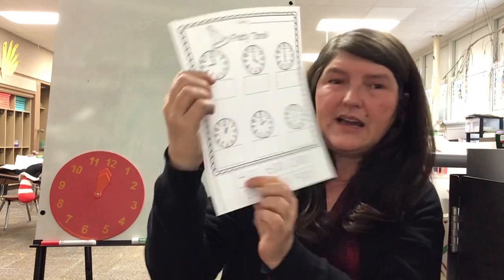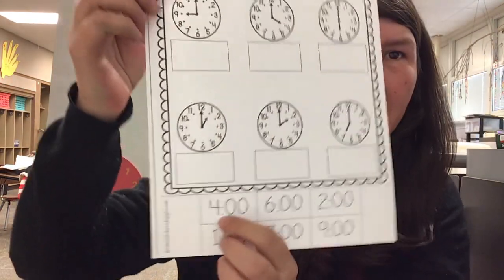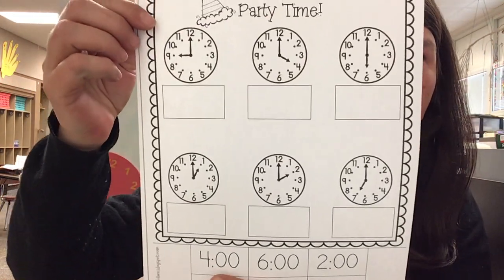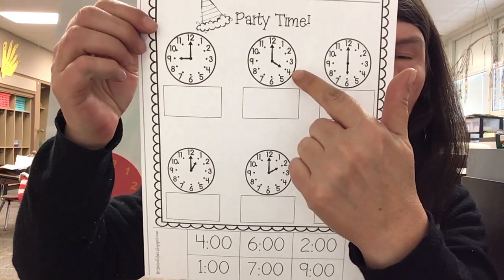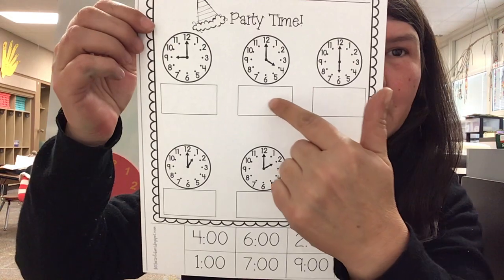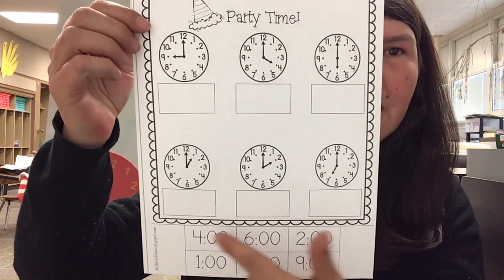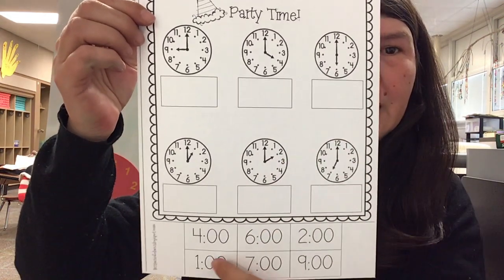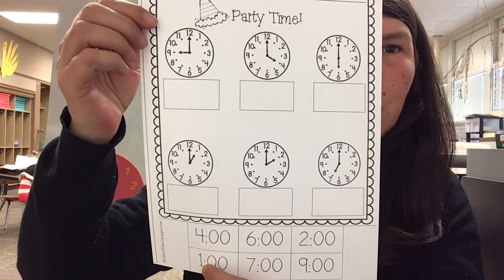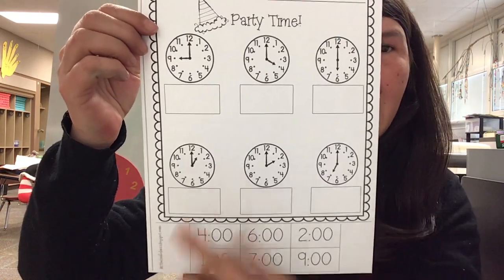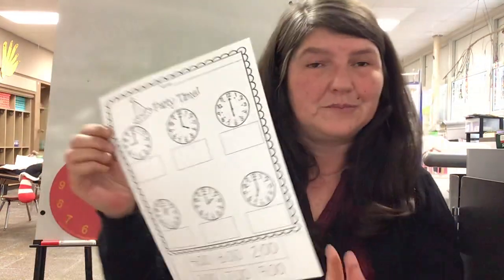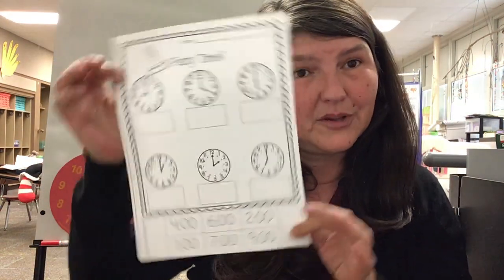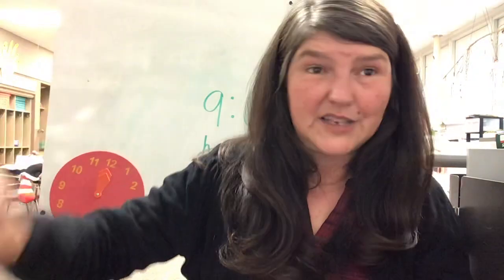So if I cut out the one that says 4 o'clock, can you see 4 o'clock on here? I do. This one has the little hand, the hour hand, pointing at 4 o'clock. So it would go right here. 4 o'clock here. Here's 1 o'clock. Do you see 1 o'clock? It looks like this one's pointing at 1 o'clock, so I would glue that right there. So go ahead and complete your paper of telling time to the hour, and I will see you later.